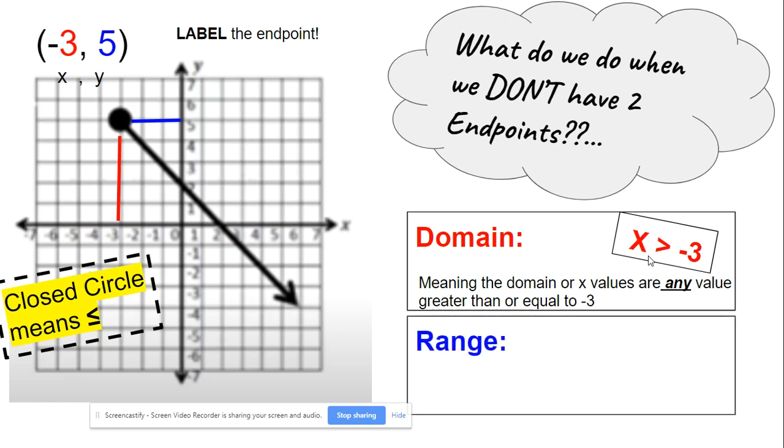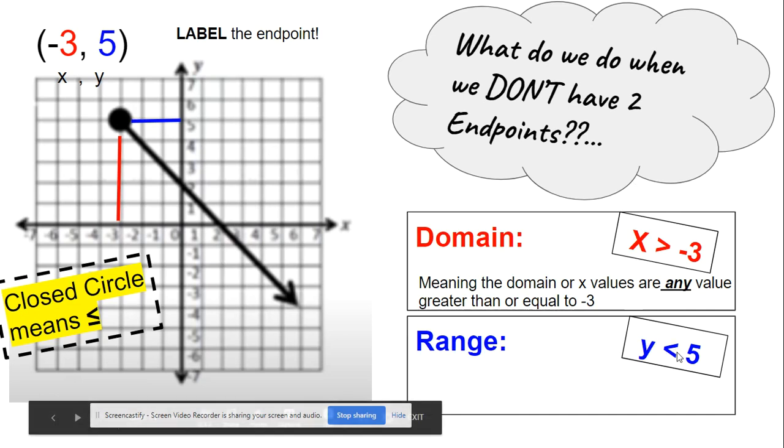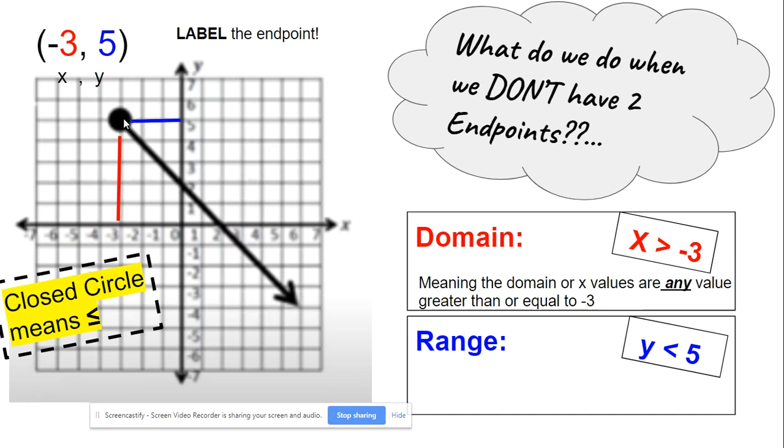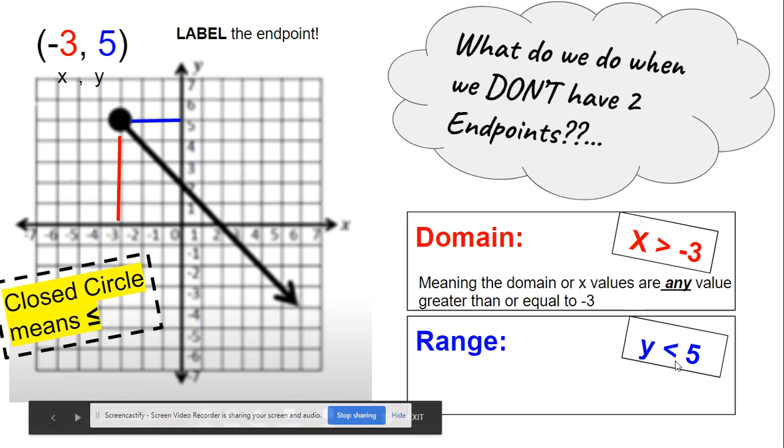So my range, and again, I messed that up too. So y is less than 5. This is as high as it goes, but because it's a closed circle, it should be less than or equal to. It should be this image right here. So that's a little bit of a mess up. But in words, it's written correctly. Nope, it is not.